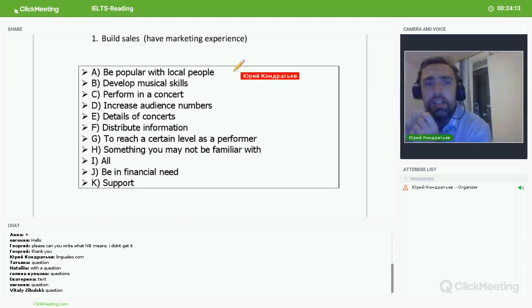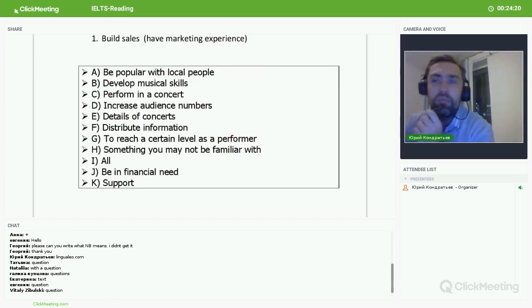You have a phrase, build sales, have marketing experience. Please try to find a synonym. It's one of these, A, B, C, D. And this can be expressed in a very unusual way. For instance, a synonym for all can sometimes be must. So don't be surprised. For build sales, try to find the best. For example, you need a text where it says that some people need to be able to build sales or to have marketing experience. This is the question.